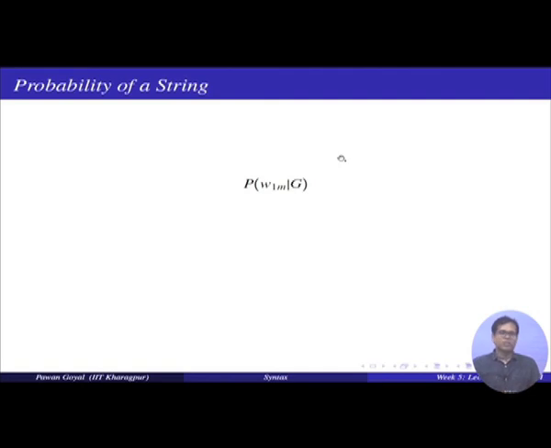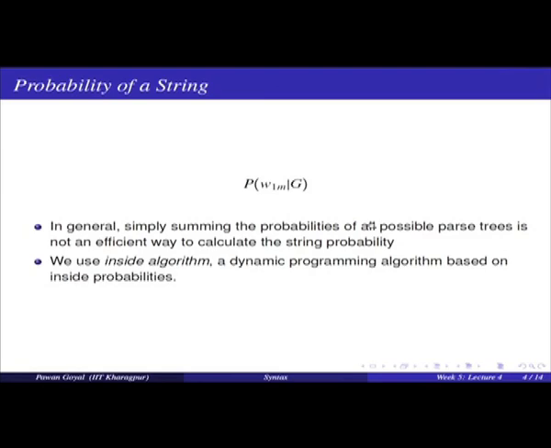So now coming to the next question, I am given the PCFG as my grammar, how do I find out the probability of the sentence? One simple solution is that I find all the possible parse trees, find the probabilities for each of the parse trees and add those up. That is one way. But this might be inefficient if there is a very huge number of parse trees.